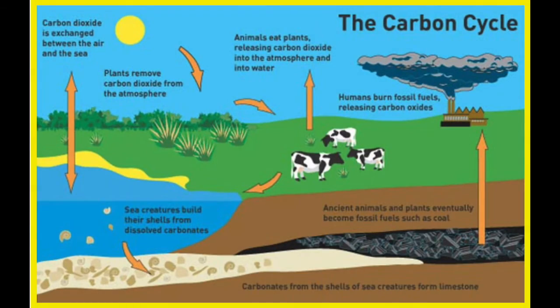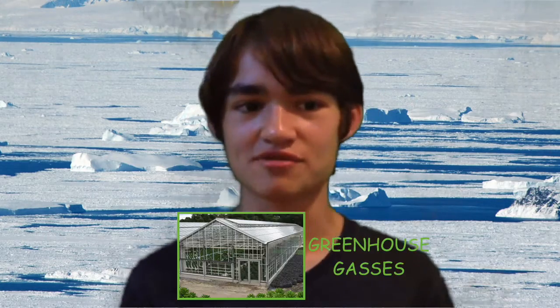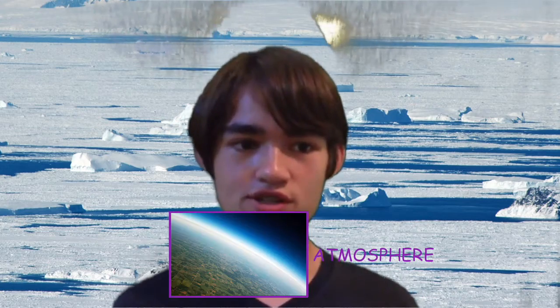See, carbon is always circulating in the atmosphere. It's supposed to be there. Burning fossil fuels generates carbon dioxide, which is a greenhouse gas. The problem is that we're putting too much carbon dioxide into the atmosphere. This is absorbing more heat than we need, causing the Earth to heat up. As the atmosphere heats up, so do the oceans.